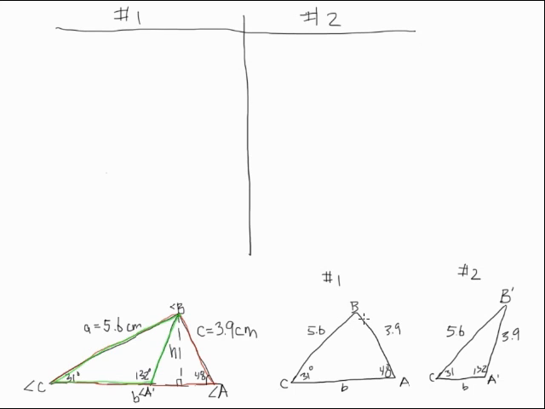And so for number one, we need to figure out angle B. And we know that angle A plus B plus C is going to equal 180 degrees. So B will equal 180 minus A minus C, or 180 minus 48 minus C, which is 31. And that's going to equal 101 degrees. Okay, so that would make this 101 degrees.